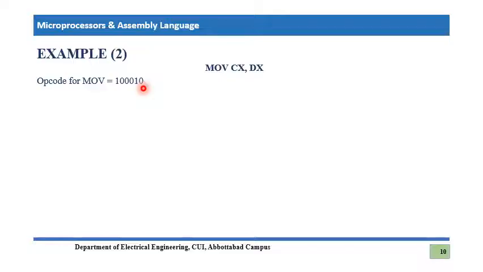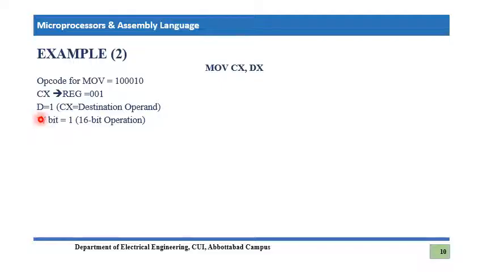Second thing, we need to decide a register field. So let's say we are encoding CX in register, so the CX code is 001 in that table. I hope you can see it. And since CX is our destination operand, D will be equal to 1. Remember, if the register field is encoding the source operand, then D will be equal to 0. If the register field is encoding the destination operand, which is the case in this example, D will become equal to 1.